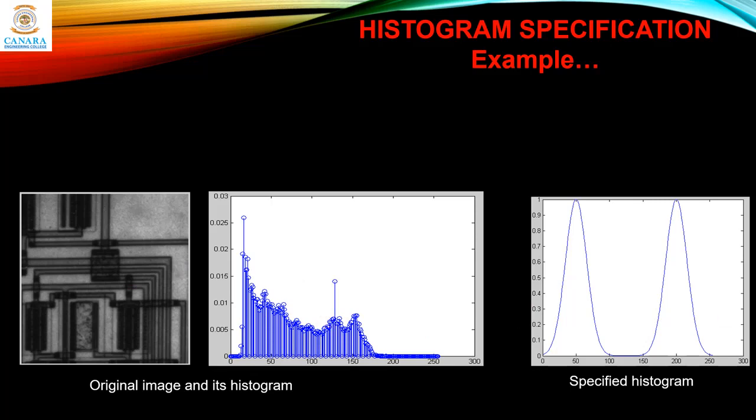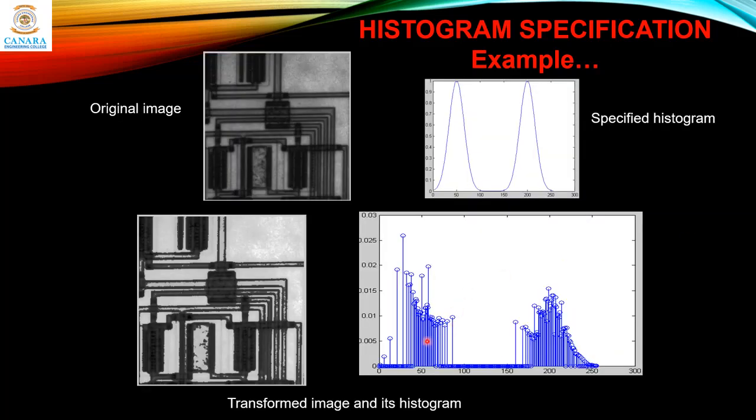Now if you do the histogram specification, this is the result. After we perform the matching process, this is the histogram we get and the output image. You can see the image has improved quite a lot compared to the input image. This is the result of using histogram matching. There is a gap between two specific histogram components as specified, and it is giving a better result compared to histogram equalization.